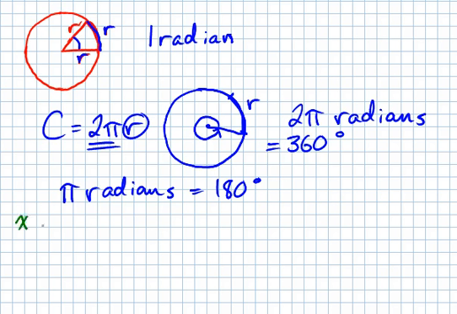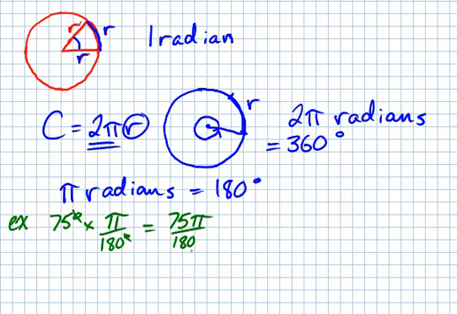For example, let's say that we've got 75 degrees and we want to change that into radians. So if pi radians and 180 degrees are the same thing, I can multiply the 75 by pi over 180, and that means my degrees will cancel out, and I'll be left with an answer in radians. So I've got 75 pi over 180.